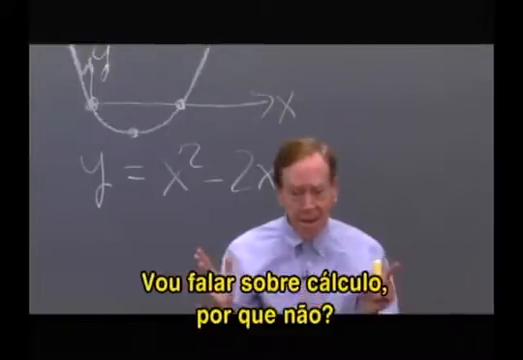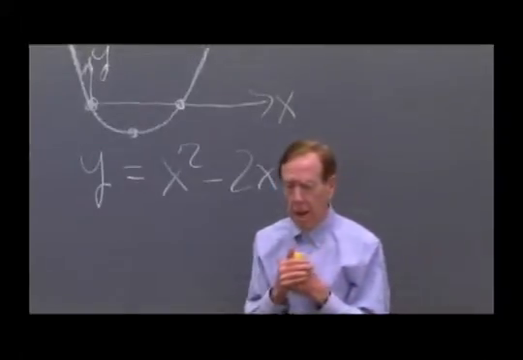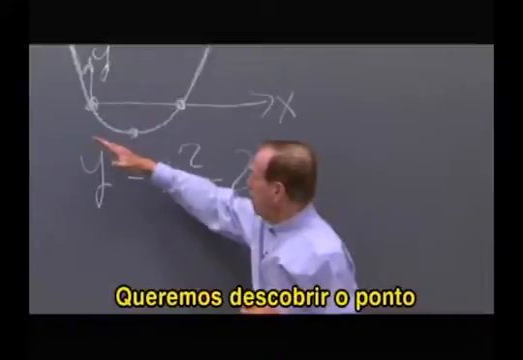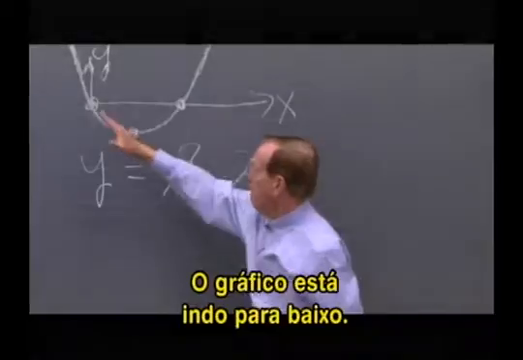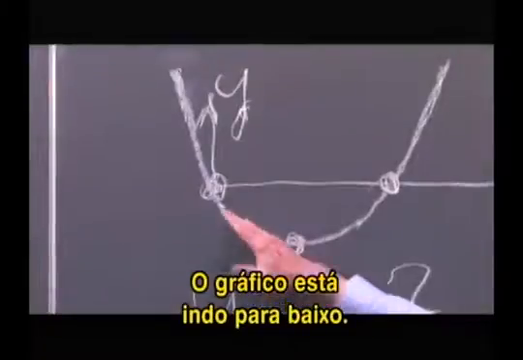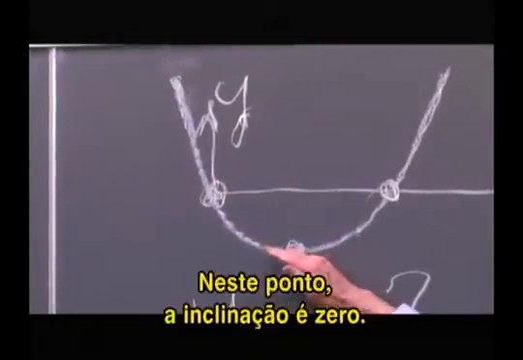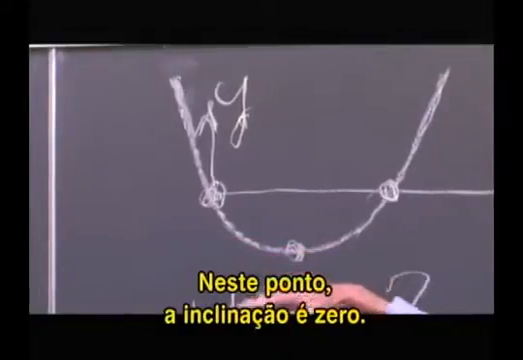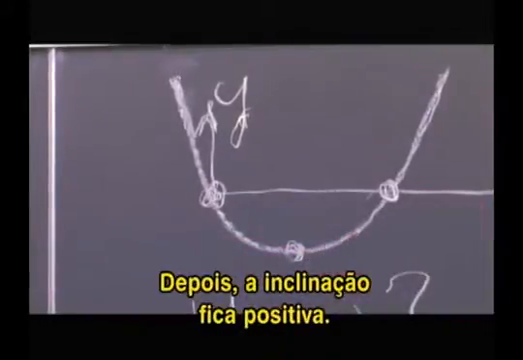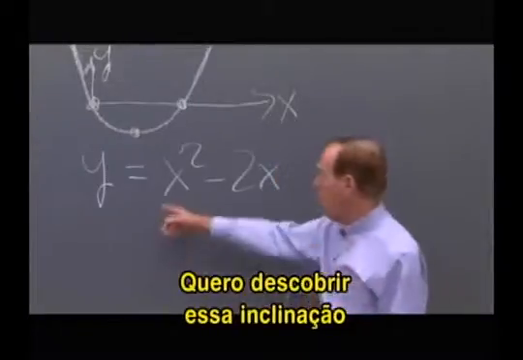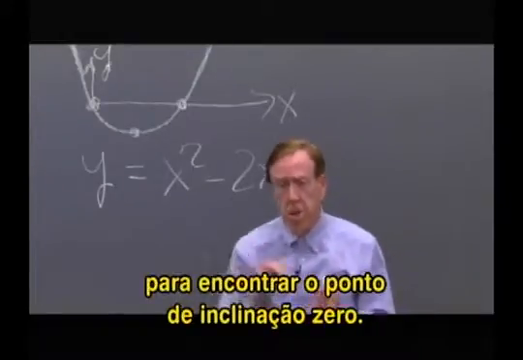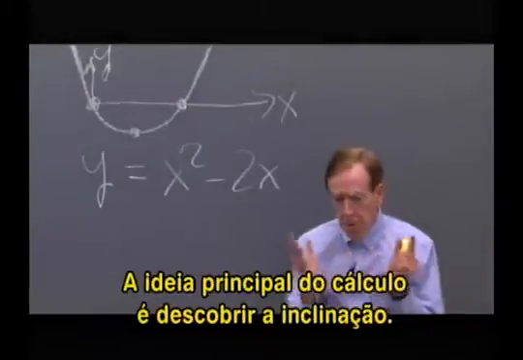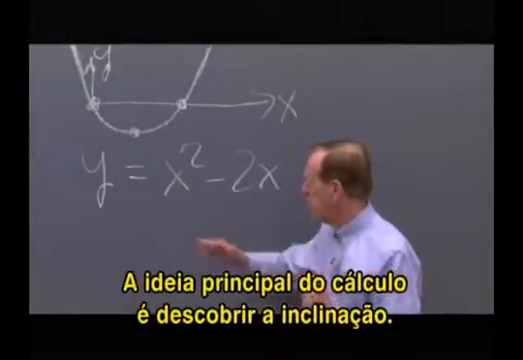Well, I get to tell you about calculus. Why not? We want to know the point where the slope, you see the slope is downwards here. The graph is coming down. At this moment, the slope is 0, and then after that, the slope goes plus. It's positive. So I really want to know the slope of this thing so that I can find the point where the slope is 0. Now, the key idea of calculus is to find the slope.